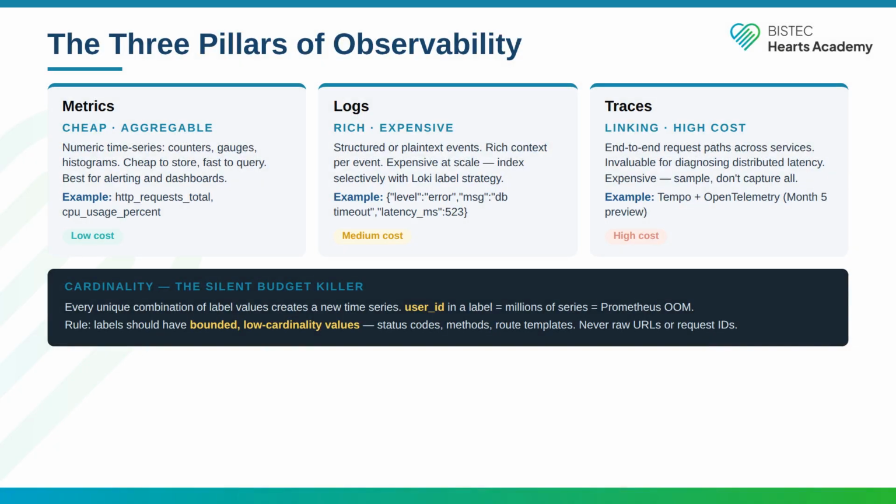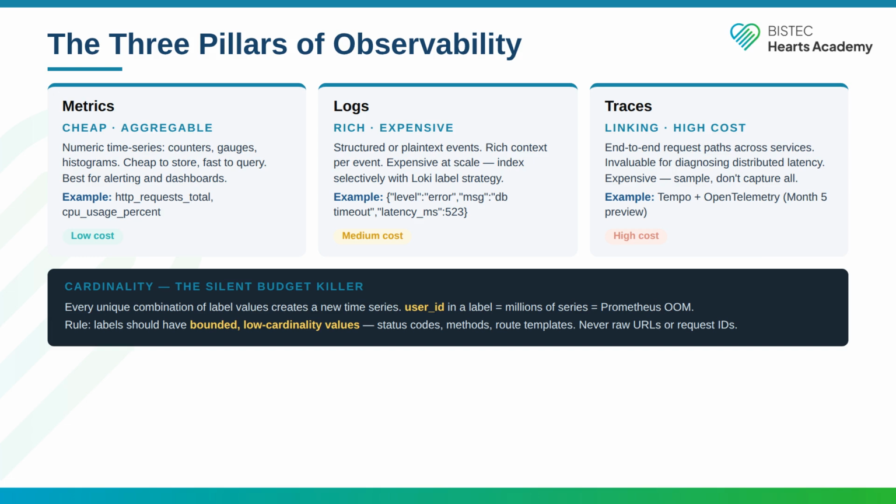Observability has 3 pillars: metrics, logs, and traces. Each captures a different kind of signal, and each has different cost and value characteristics. Metrics are cheap, aggregable time series numbers. They are cheap to store, fast to query, and excellent for alerting and dashboards. A metric like HTTP requests total tells you the rate of requests to a service, but it does not tell you which specific request failed or why.